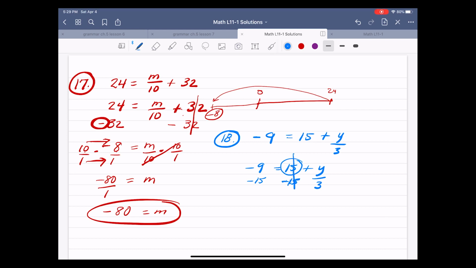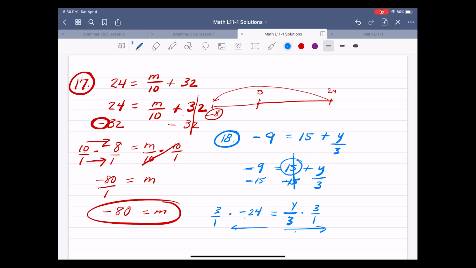15 minus 15 cancels, and I'm left with y over 3 equals negative 9 plus a negative 15, which is negative 24. Negative 24 equals y over 3. Now, I want to get rid of this 3, this divide by 3 that is hooked to this y. I've got to isolate it, get it by itself. So divide by 3 is going to turn to times by 3. If I multiply the right, I got to multiply the left.